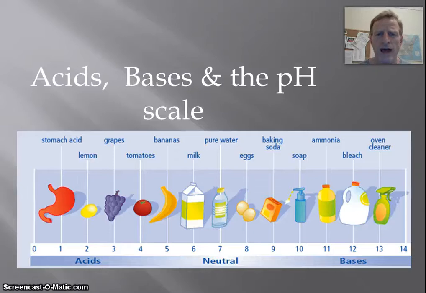In this video, we're going to go over acids, bases, and the pH scale. You can see here's an example of the pH scale. It goes from 0 to 14, and we have some things that are called acids, some things that are neutral, and some things that are bases. And what do they mean, and why are they important in biology? We're going to go over that right now.